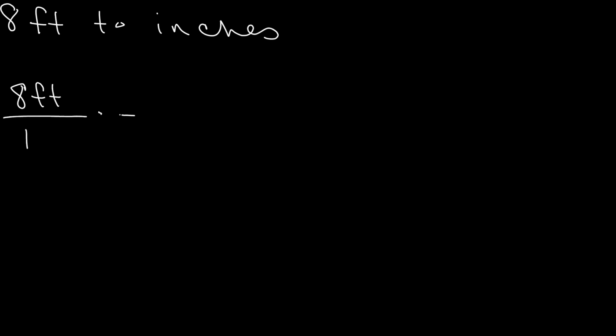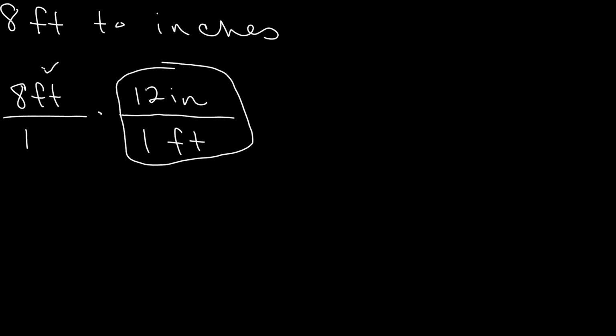So example 4 on page 290 says change 8 feet to inches. And the way this works is you're going to take whatever you're trying to change and put it over 1 like a fraction. And whatever you know from your chart about feet and inches, you're going to put it beside it. So if you look at your chart, you know that 12 inches is 1 foot. And since you have foot up here, foot has to go down here to make it cancel. So this is your unit conversion, and it's got to be written as a fraction.